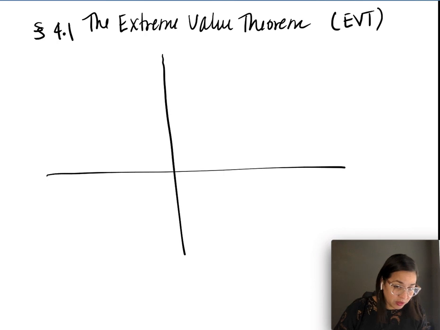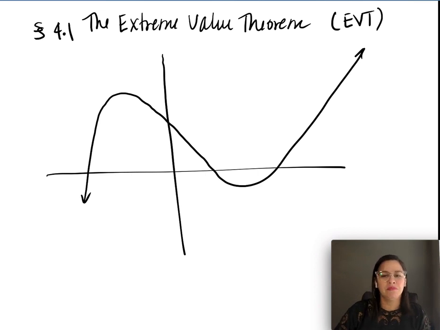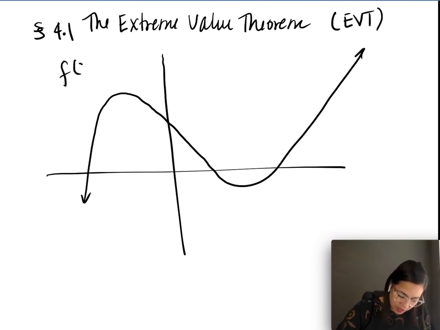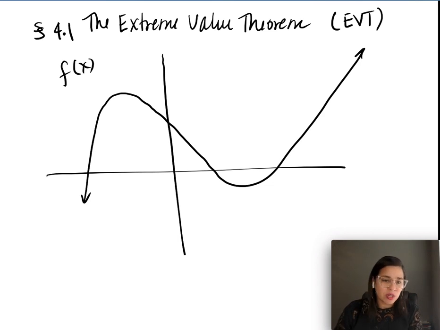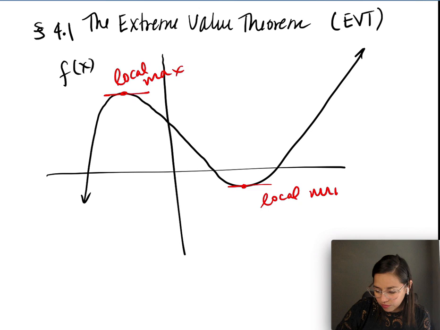It doesn't really matter what it looks like. So I'm going to go with something like this, and then like that, and then like this, right? That's my graph. I'm going to call this f. This is the graph of f of x. Now, if you look at it, you'll see that here, whatever this value is, is a local max, right? And this is a local min. We have a local max, we have a local min.